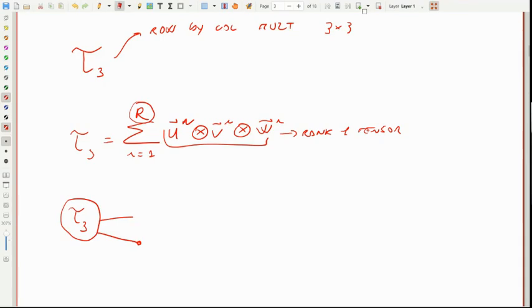So this means a choice. Okay, from tau 3, what would you choose? Well, I would start with choosing 3 vectors. Okay, just choose 3 vectors. Choose U1, V1, W1. Have you chosen them? Okay, this is your first move.